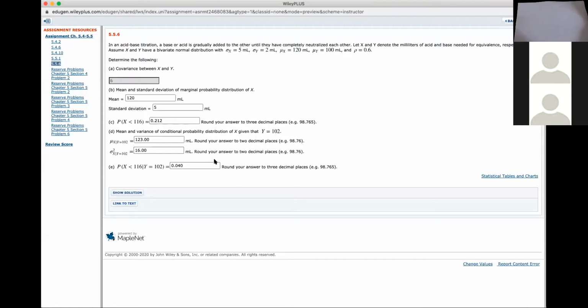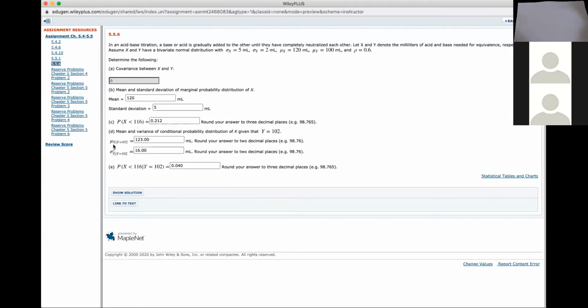All right, so this is 5.5.6. Let's figure out the solutions of the problems here. Sigma x, sigma y, mu x, mu y, and the correlation rho are given. We've got to find the covariance, and then the mean and standard deviation of the marginal probability distribution of x. And then find the probability that x is less than 1/16.